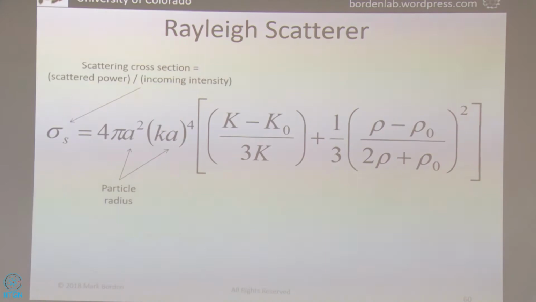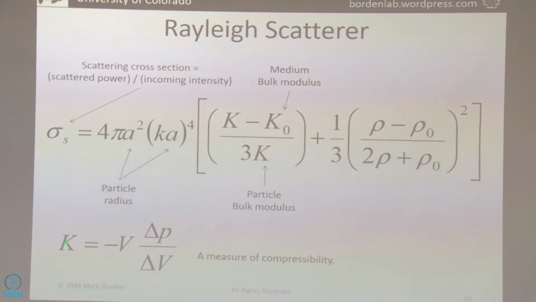Then there are these other terms: the bulk modulus and the particle modulus. The bulk modulus is the modulus of water, and the particle modulus is given by the material that's used to fill the bubble. It's a thermodynamic property, equal to the volume over the change in pressure and change in volume.